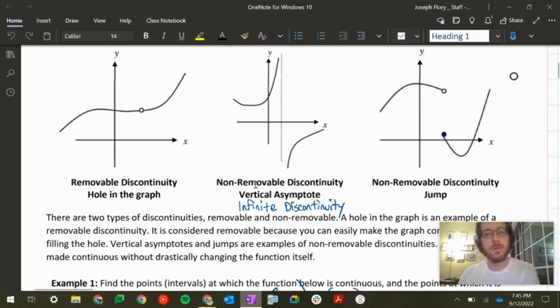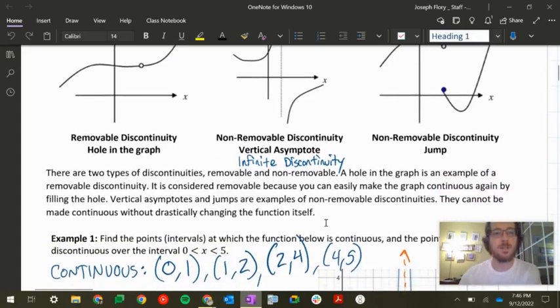The other two are non-removable. We've got a vertical asymptote, which is also called an infinite discontinuity. And then we have a jump discontinuity that we see oftentimes in piecewise functions or step functions, things like that.